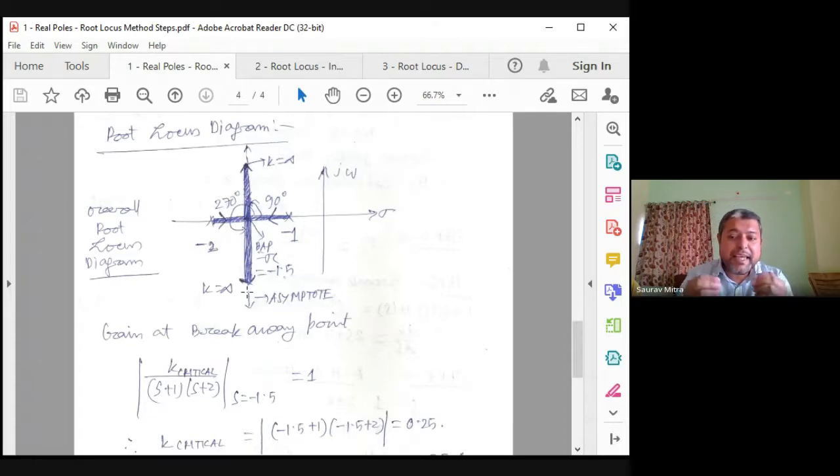That means at a certain gain, the two poles are coming and colliding with each other. What is the value of k in this case? We'll find out. That value of k will come as k critical, so that will become 0.25. We will see that here. That is the last line. You can see part of it towards the end of this page. How to find it, I will tell you. So that is the 6th point, finding the breakaway point.